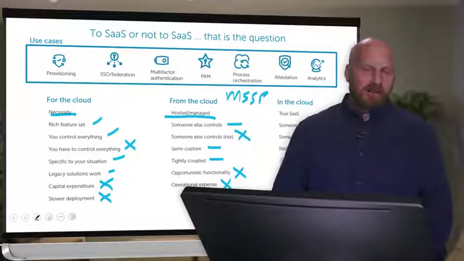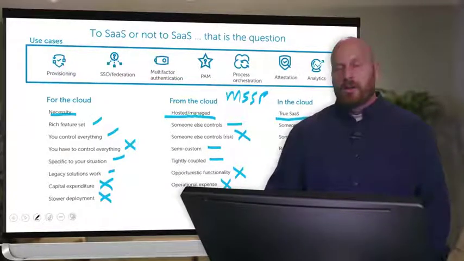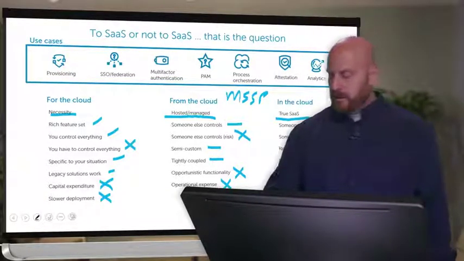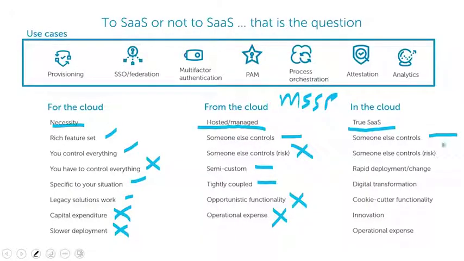The third option is in the cloud, or the true software as a service offerings. The advantage there is that someone else controls it, but again, that's also the disadvantage. You don't have control anymore. The risks are higher. It can do rapid deployment or change, meaning that they are constantly revving and updating capabilities and the ability to do things. That's an advantage for you. It's very quick to do that.